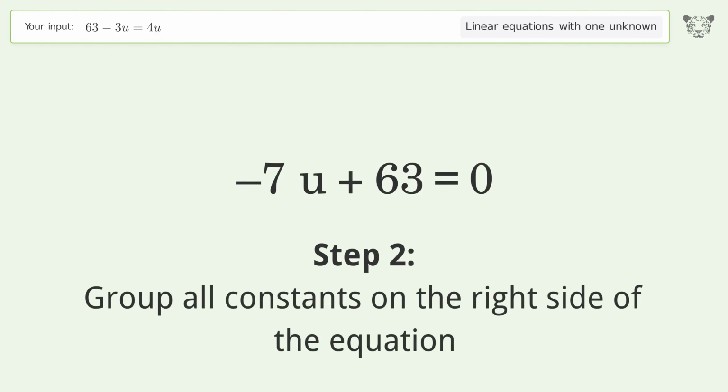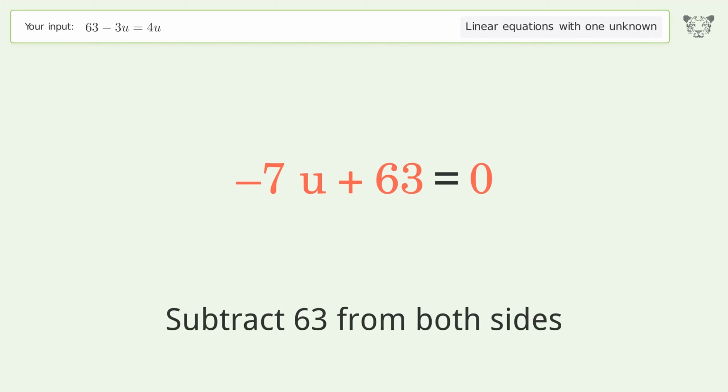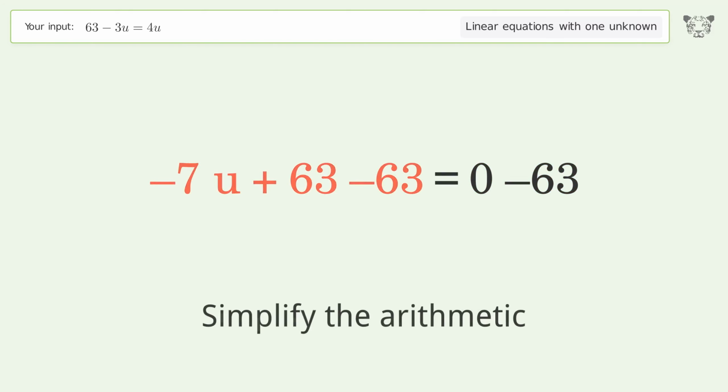Group all constants on the right side of the equation. Subtract 63 from both sides. Simplify the arithmetic.